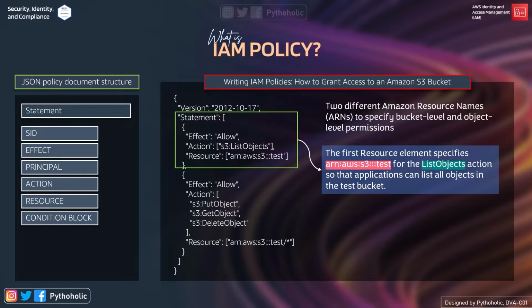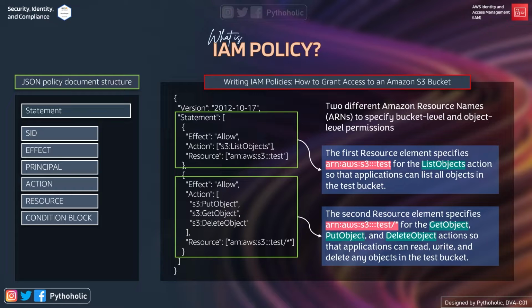Let's see the second one. The second resource element specifies AWS:S3:::test/star for the GetObject, PutObject, and DeleteObject actions, so that applications can read, write, and delete any object in the test bucket. Here as well, the effect is allow, which means it is an allow operation on the resource test/star. So here you would ask me, why have we divided these into two parts?